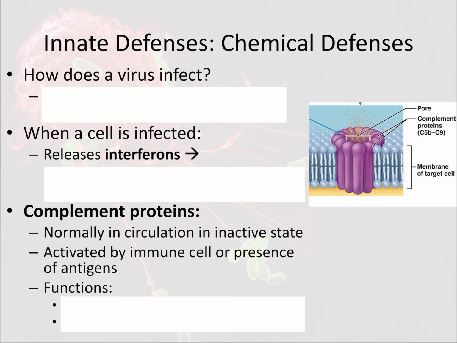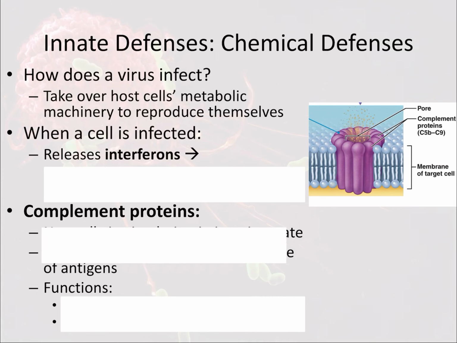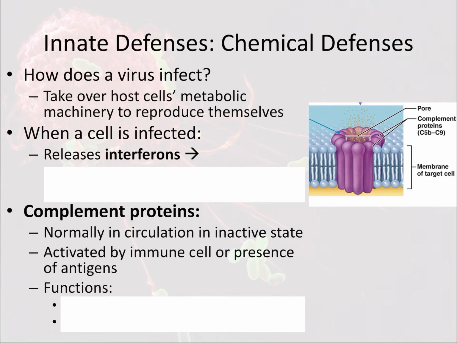Okay, what about chemical defenses in the body? So how does a virus infect? Well, this is very relevant right now, talking about the coronavirus and what it does, but it's similar to other viruses in the way that it works, where it doesn't actually have a cell itself. It doesn't have the ability to make its own proteins and replicate itself. So it has to go into the host cell, and it hijacks its metabolic machinery.